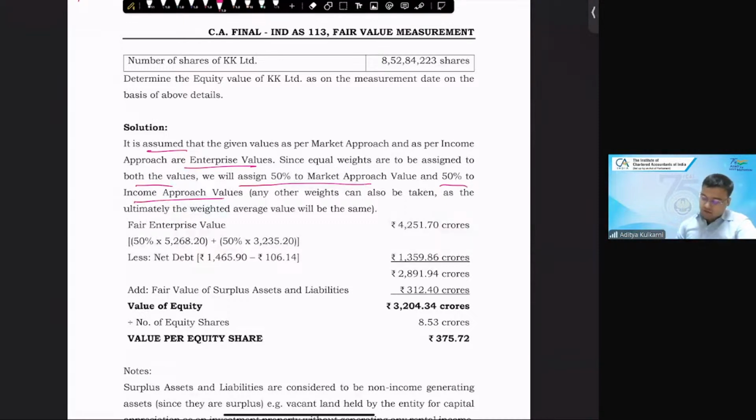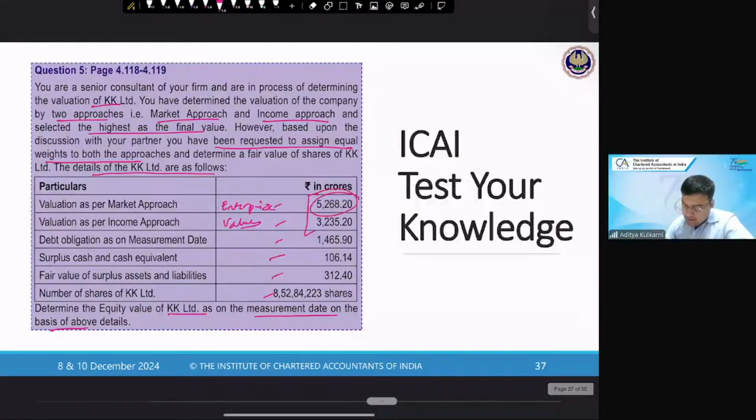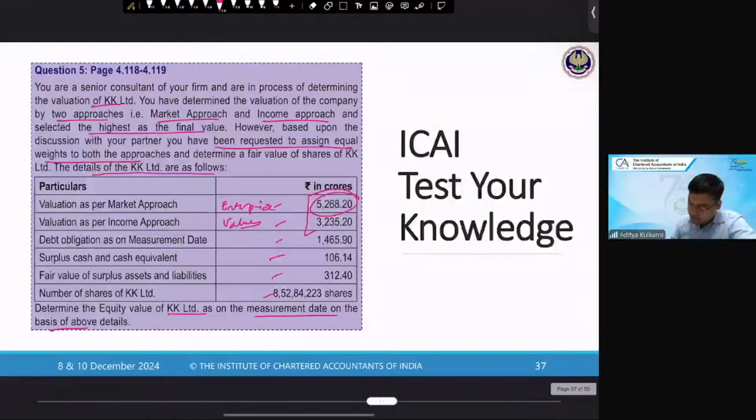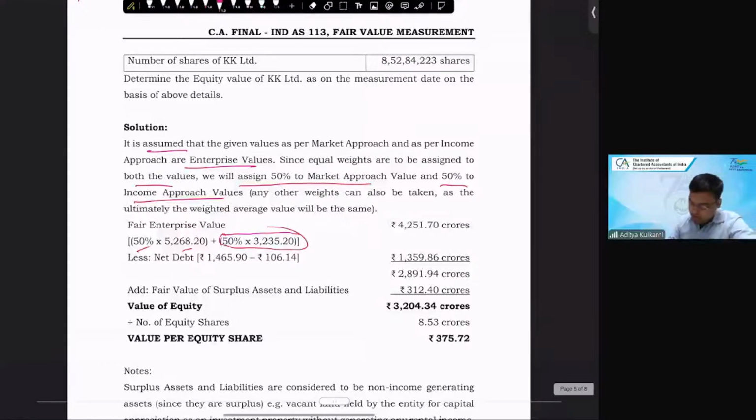Okay. So therefore, fair enterprise value will be 5,268 into 50%. What is 5,268? This value into 50%. And then 3,235.2 into 50%. So that comes to 4,251.7. Are we okay with this till now? Yes, sir. All right.